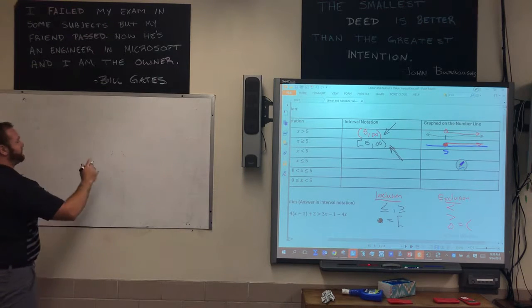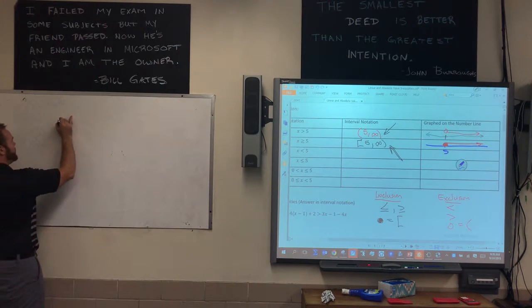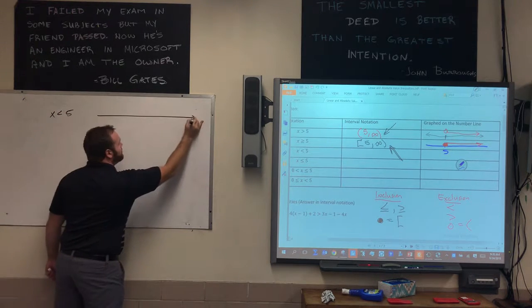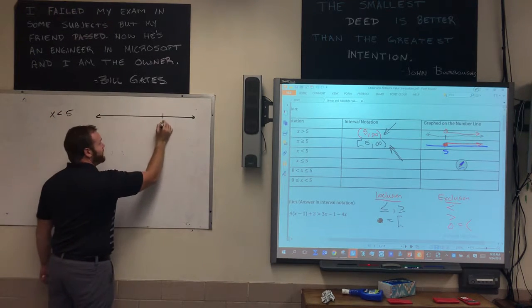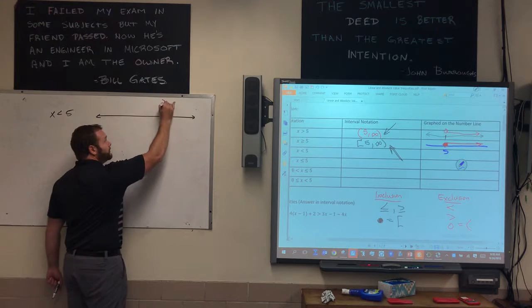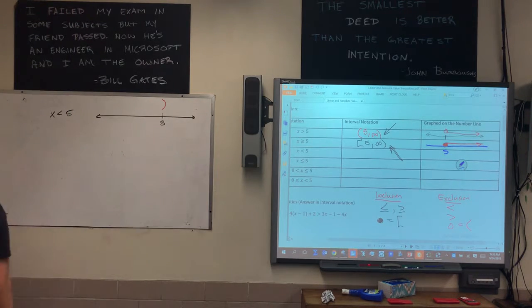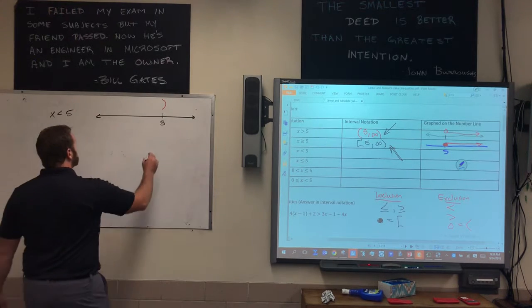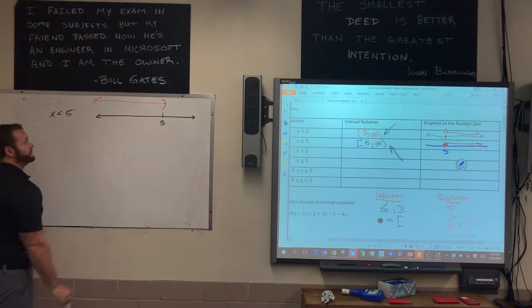I don't think I gave myself enough room over there to draw all the graphs. So we'll do x is less than 5 here. So I got my number line. I'm going to find 5 on my number line, right? Okay. Now I'm going to put a parenthesis on there. Now I open my parenthesis to the direction that my ray is going to go. It's going to be less than 5, right? So it's going to be all these values in that direction.